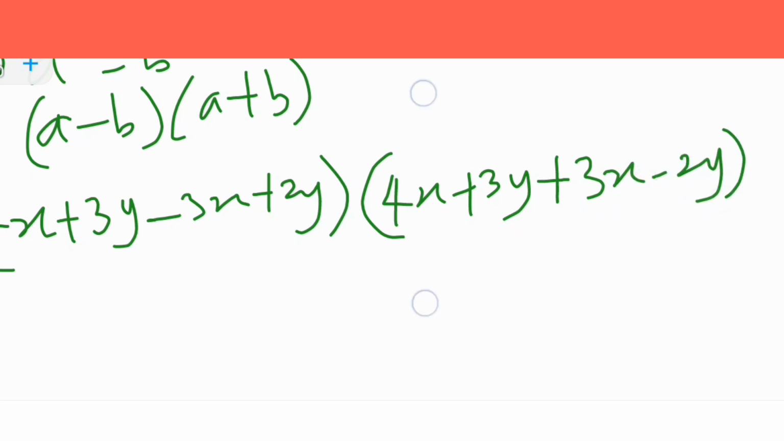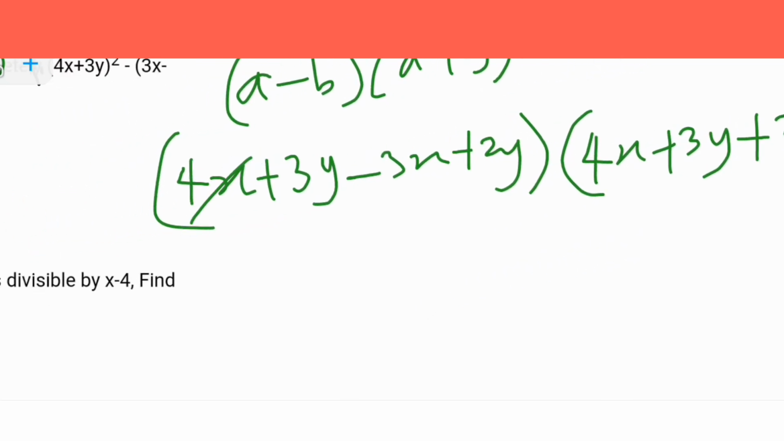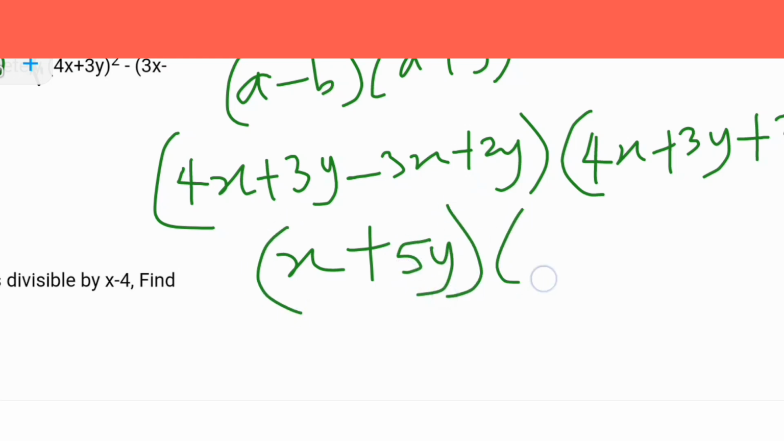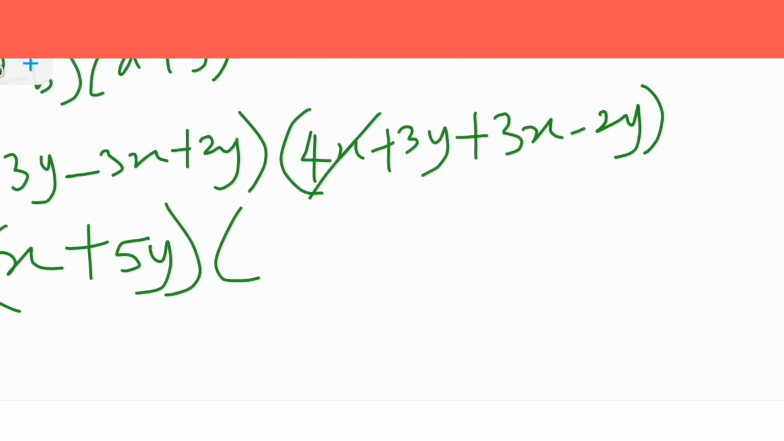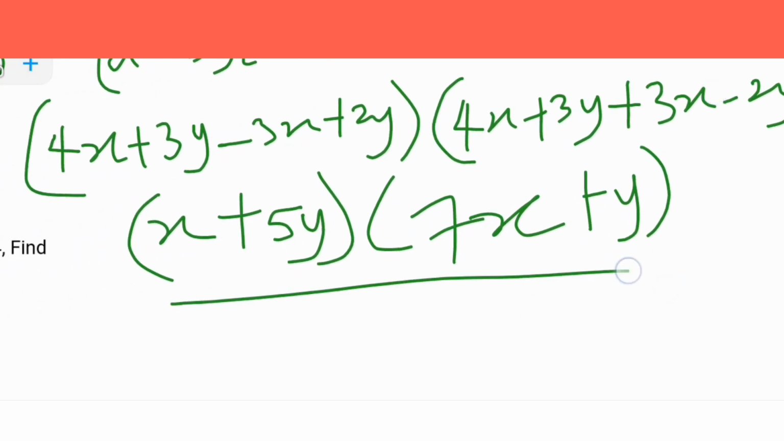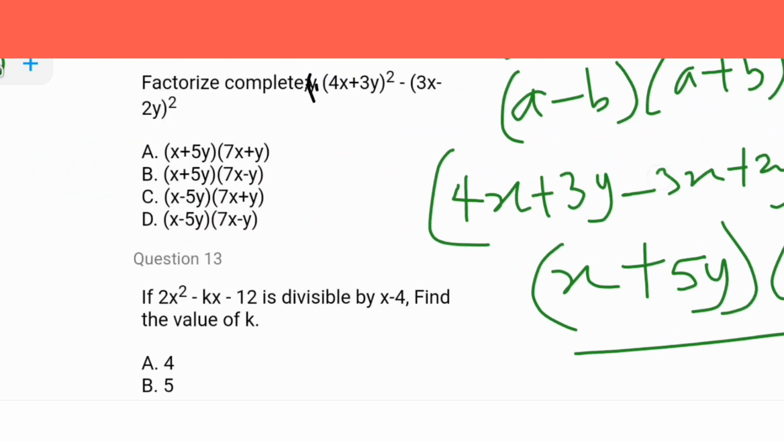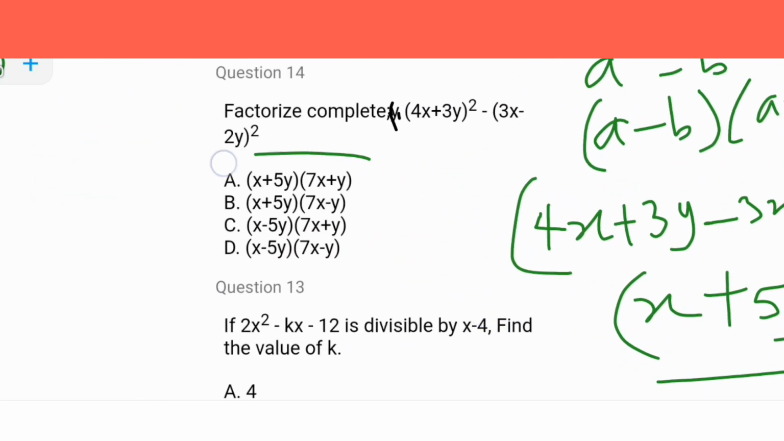So just simplify this. 4x minus 3x, that will give you x. 3y plus 2y, that will give you 5y. Cover that like that. Then 4x plus 3x, that will give you 7x. 3y minus 2y, that will give you y. So the answer is x plus 5y, 7x plus y. So x plus 5y, 7x plus y, that's option A.